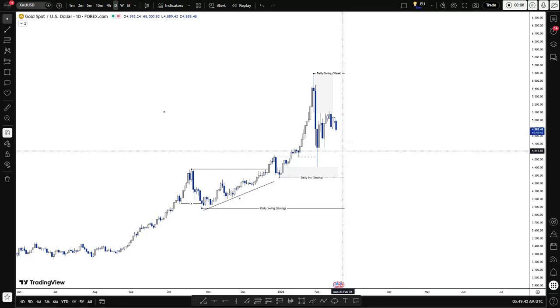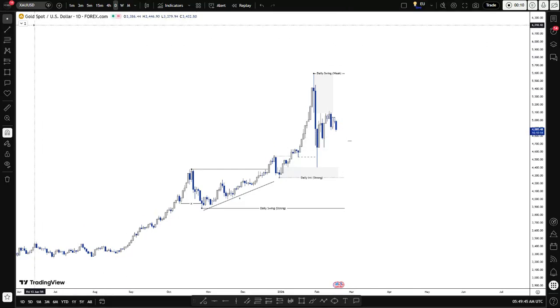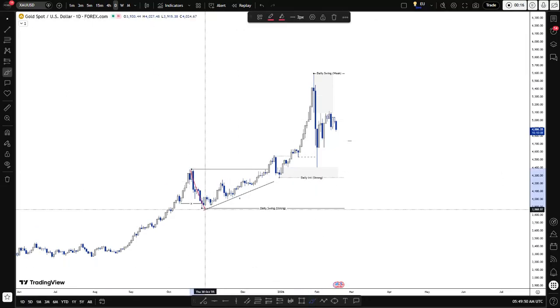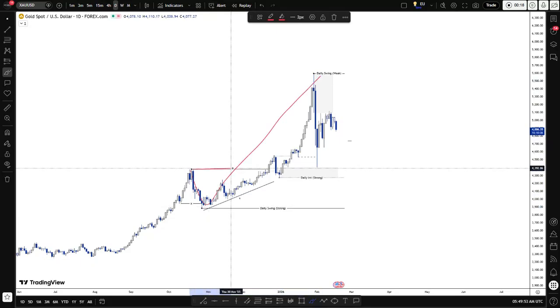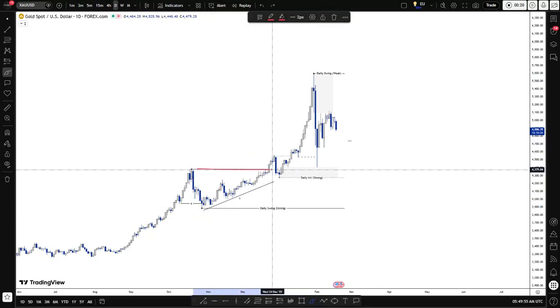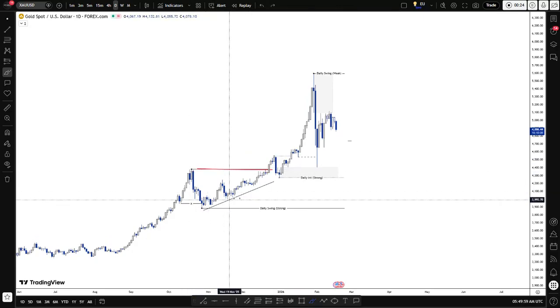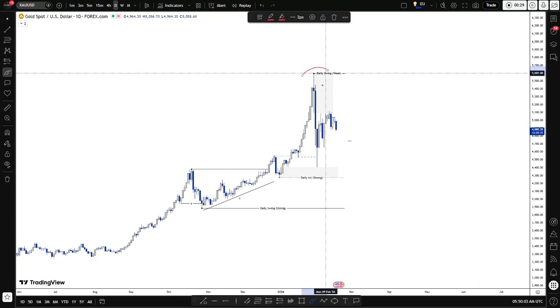So on today's video, I'm going to be doing a pre-session analysis on gold, and I'm going to start from the daily time frame. So on the daily time frame, this is my swing structure. It's bullish. That is the bullish break of structure. That is the candle that closed above this high, confirming the bullish break of structure. So this is my strong swing low, and this is my weak swing high.